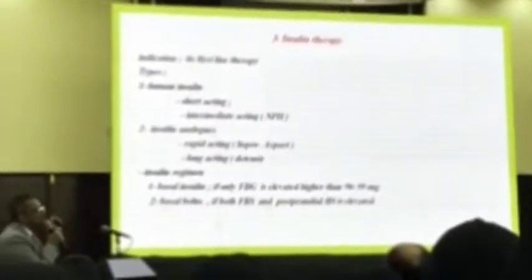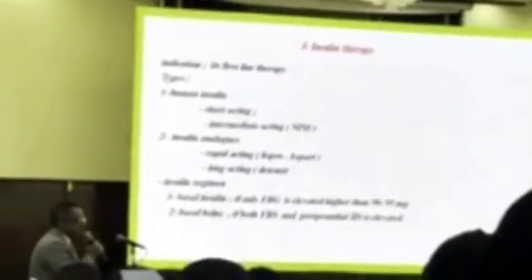So the best drug up till now for the treatment of gestational diabetes is insulin. So it is the first line therapy. There are two types of insulin, as you know: human insulin and insulin analogs. Human insulin is either rapid acting, Actrapid, or intermediate acting, NPH, while the insulin analogs include aspart and lispro, and the long-acting analogs, glargine and detemir.